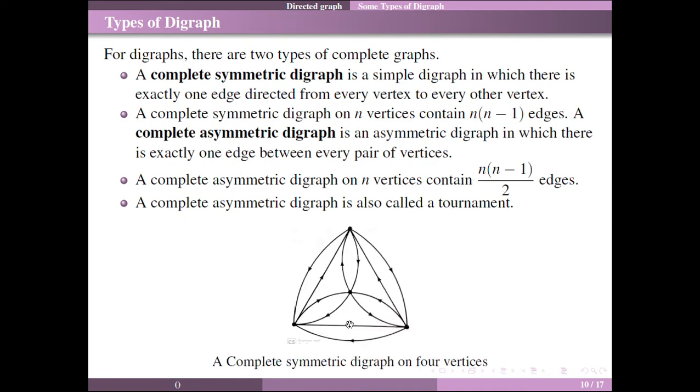So this is an example of a complete symmetric digraph on 4 vertices. Between a pair of vertices we see that there is an edge in and there is an edge out also.